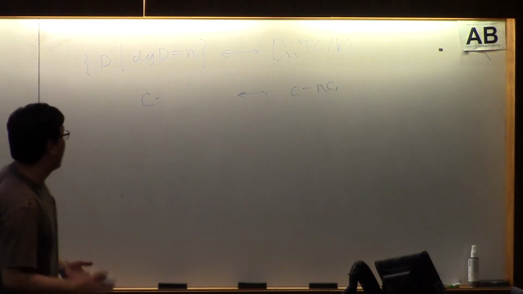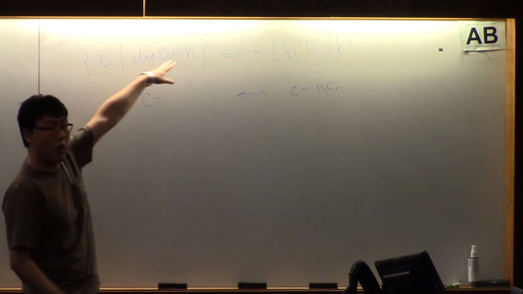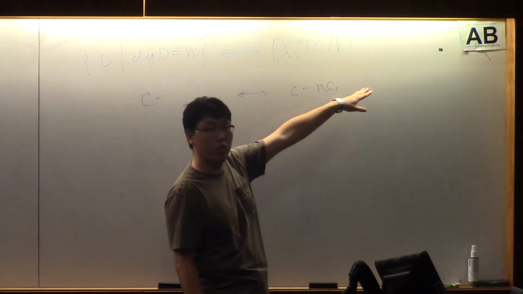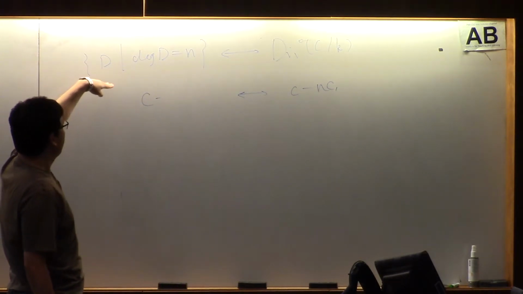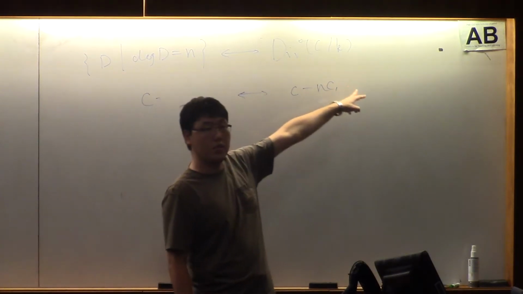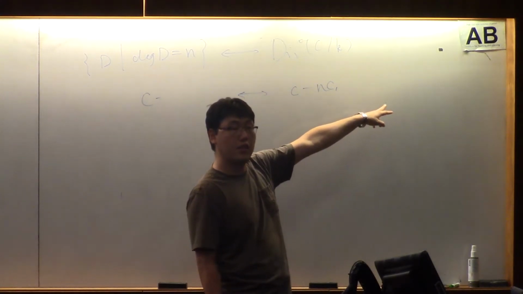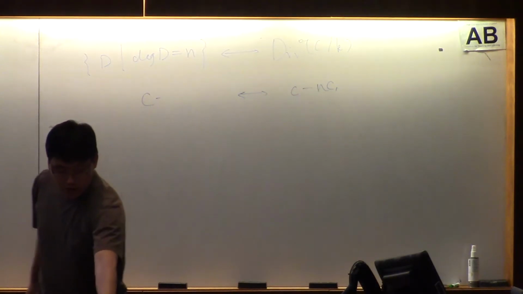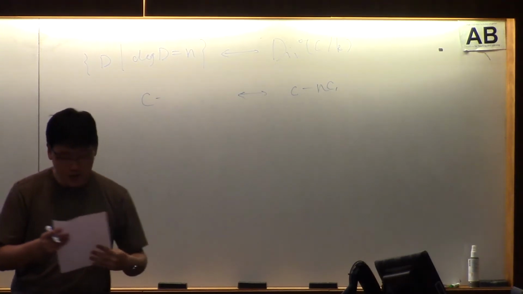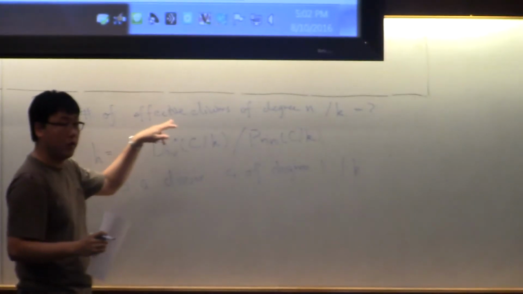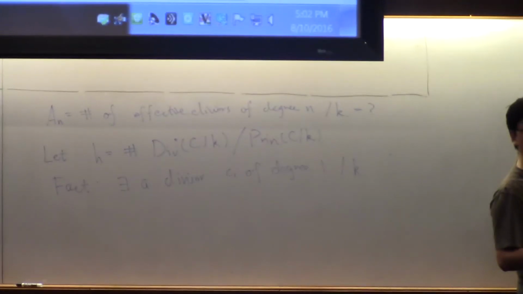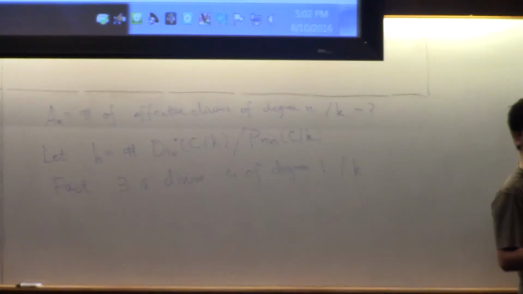We have a bijection between the set of divisors of degree n and the set of divisors of degree 0. Because if you start from a divisor of degree n, you subtract n times C1, you get another divisor, and its degree is 0. So in this way, you get a bijection between these two sets. And what we want to calculate here is the number of effective divisors of degree n. So in other words, we want to compute how many effective divisors there are on the left-hand side.